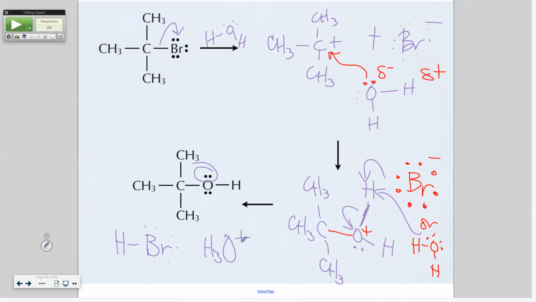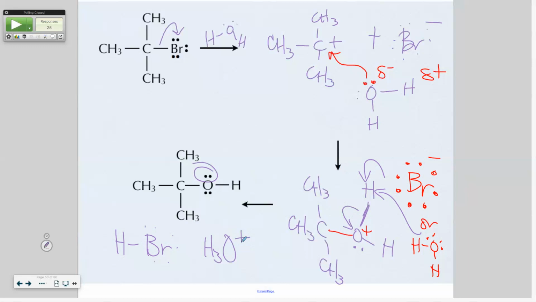Okay, so I expect you to pick one to be your base, okay? Does that make sense? I want you to pick one. So don't write both those arrows like that. How many steps do we have right now?